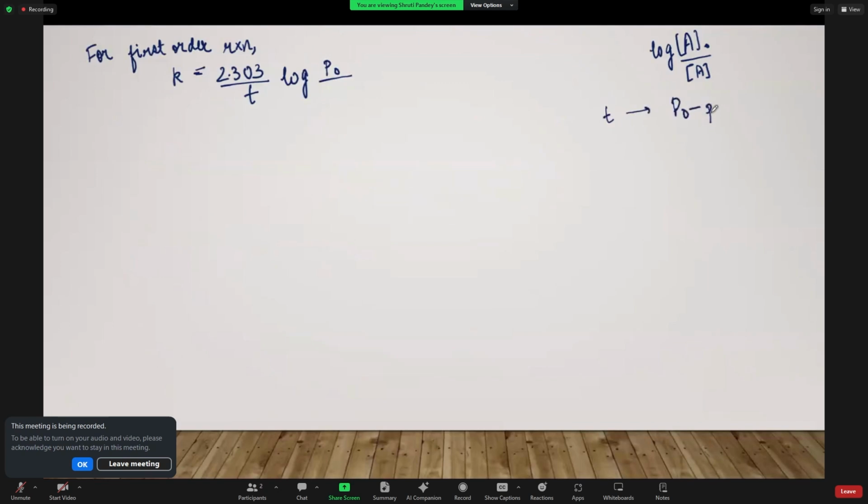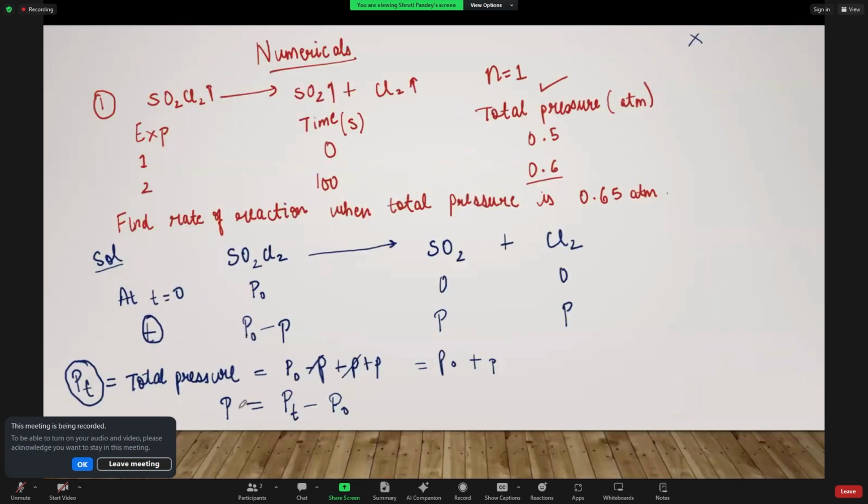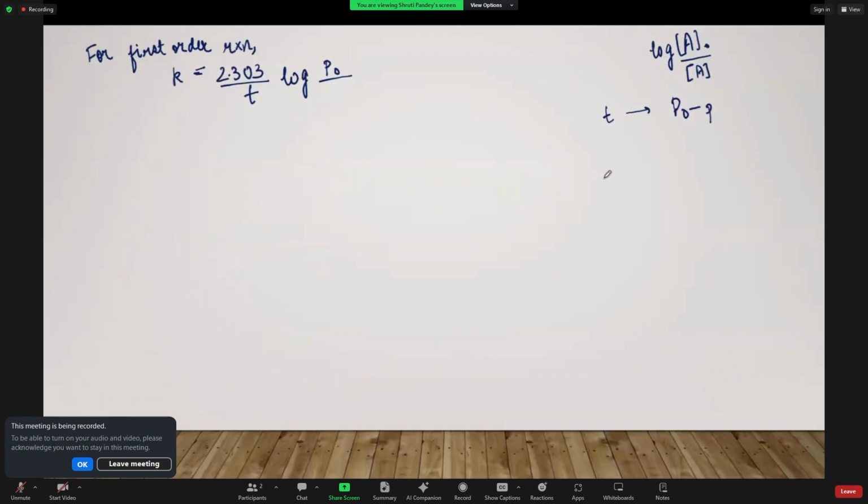ठीक है, but now क्योंकि हमें small p की value तो पता नहीं है, तो हमने पीछे क्या किया है, यहाँ पे small p की value निकाली है, that is PT minus P naught. ठीक है, so we will simply put this value over here, this is P naught minus PT minus P naught. ठीक है, तो यहाँ पे क्या आएगा, it will be P naught minus PT plus P naught, finally 2P naught minus PT. 2P naught minus PT.